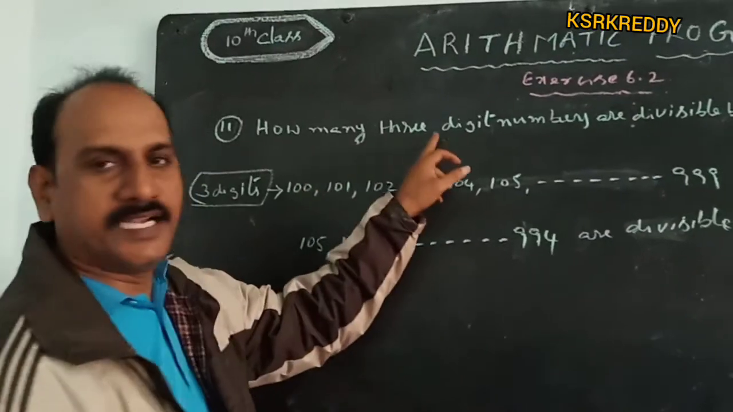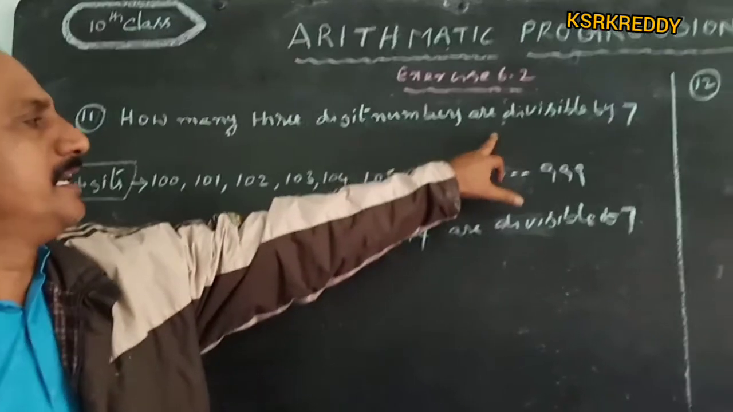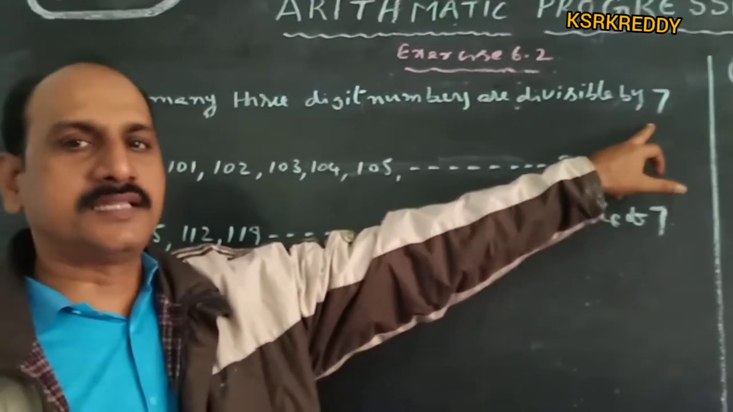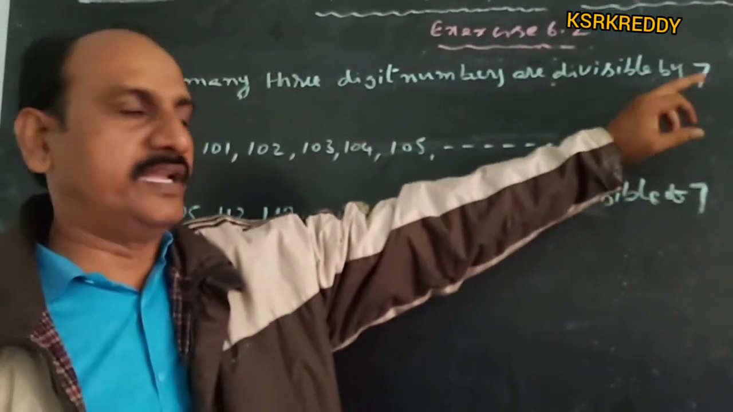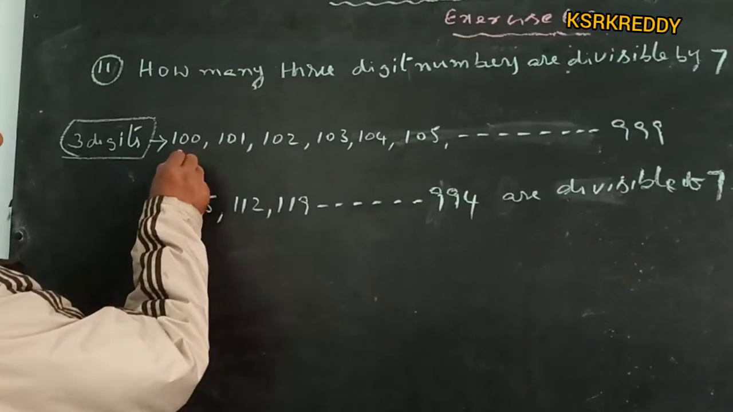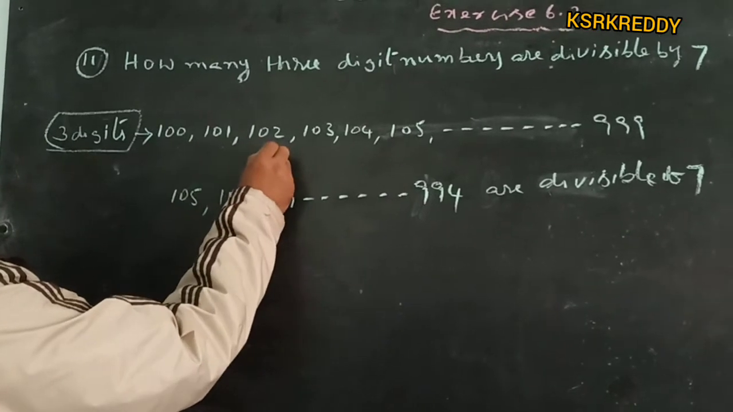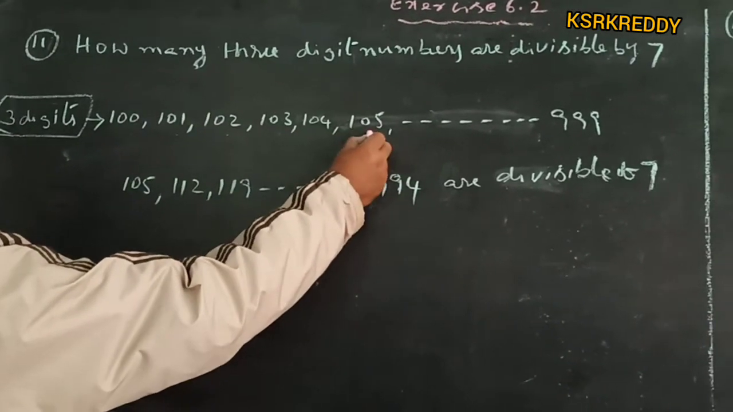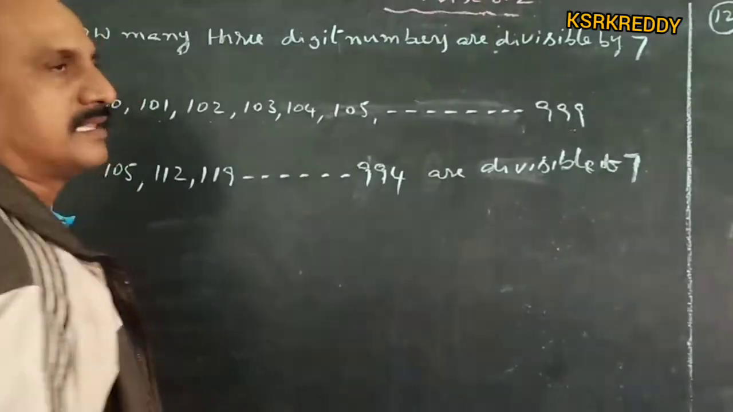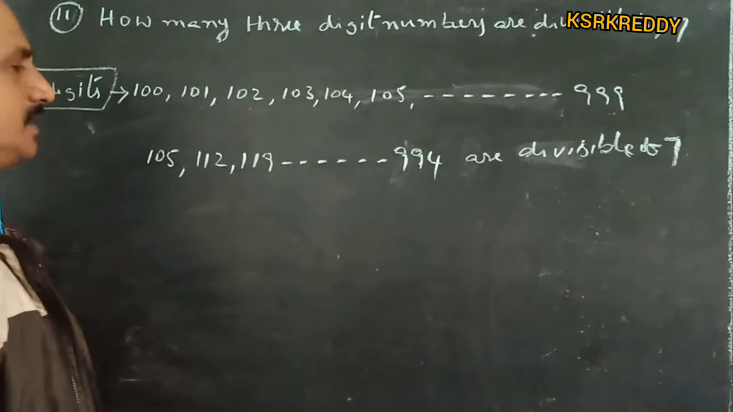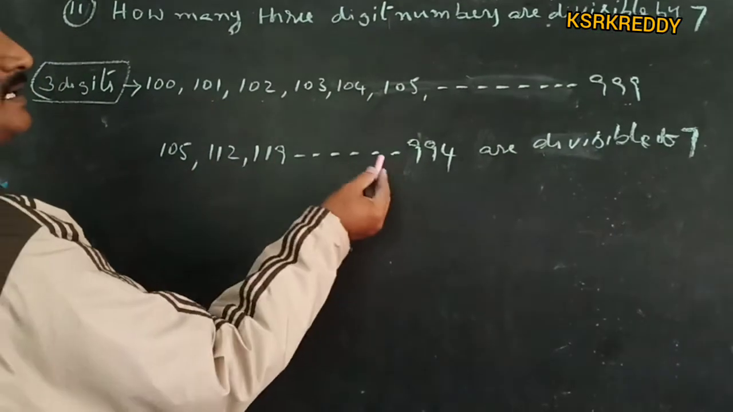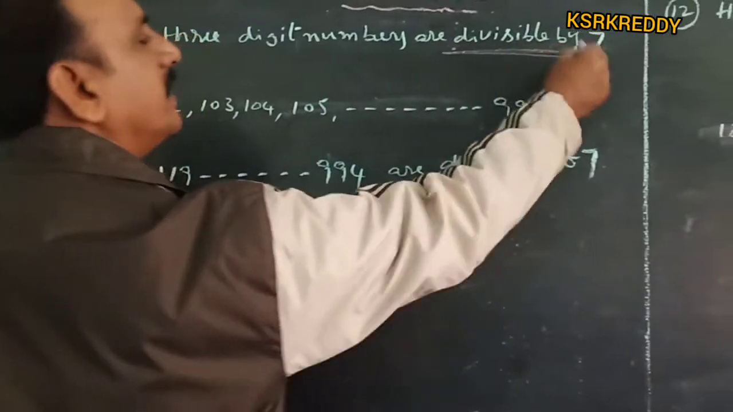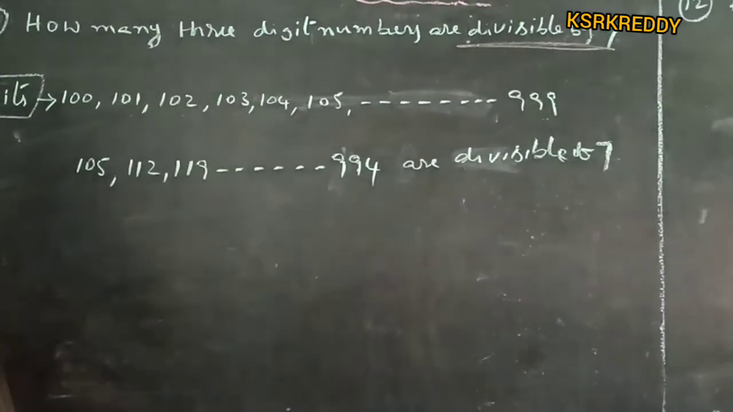How many 3-digit numbers are divisible by 7? What are the 3-digit numbers? 100, 101, 102, 103, 104, 105 up to 999. Those are the 3-digit numbers. So here, what is the rule? Divisible by 7, 3-digit numbers.